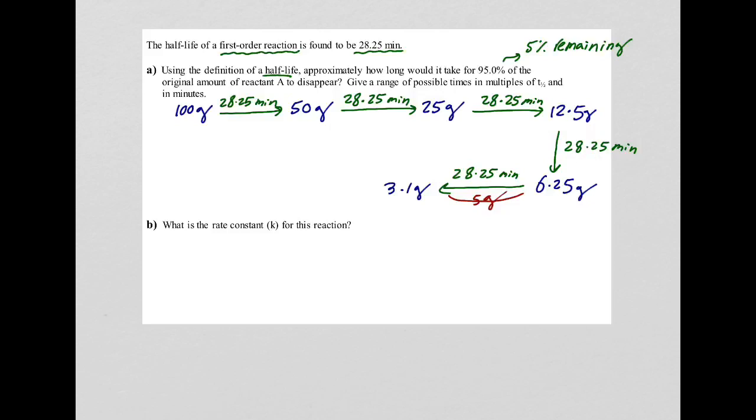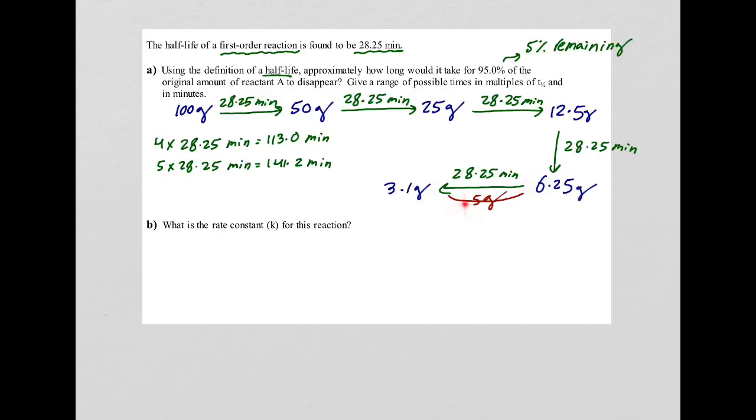So if I take 4 times 28.25 minutes, what I'm going to get? I'm going to get, let me see, 113 minutes. Okay? 1, 2, 3, 4, 5 now. If I do 5 times 28.25 minutes, that would be 141.2 minutes. Okay, they ask you to give a range.